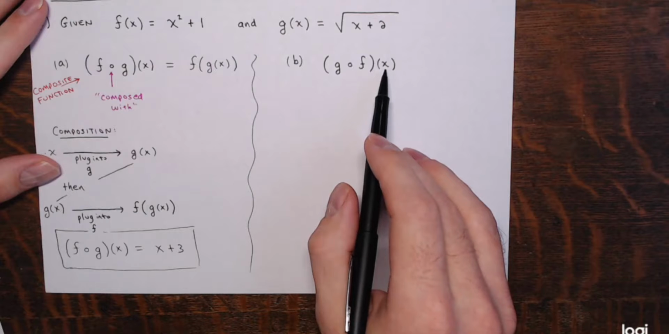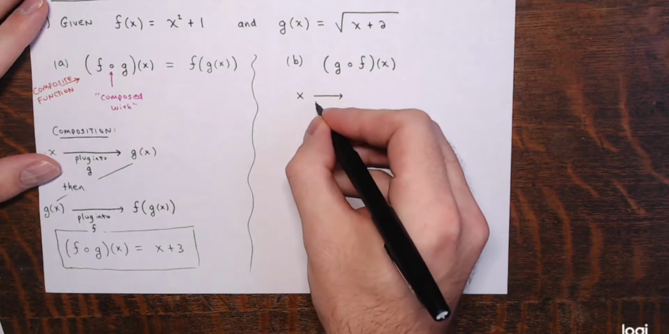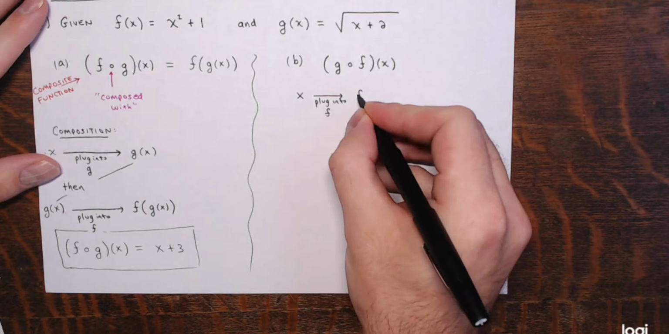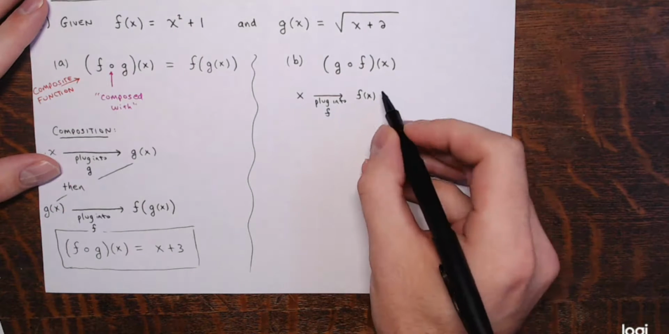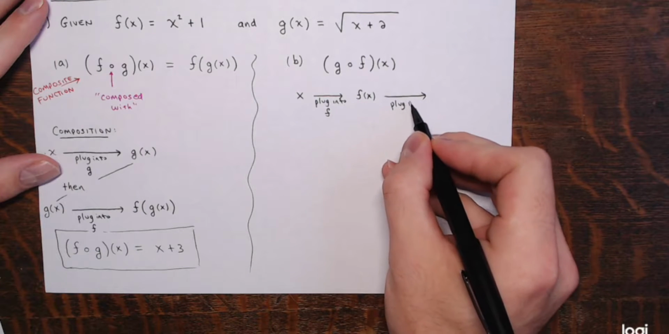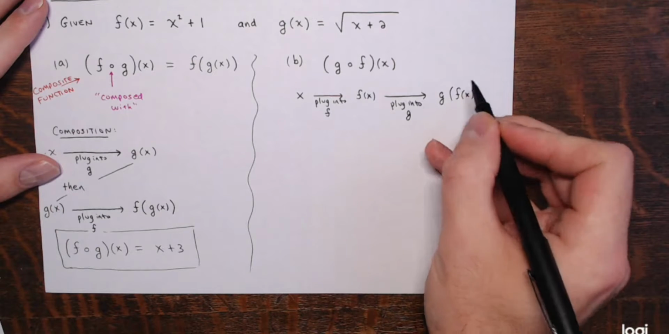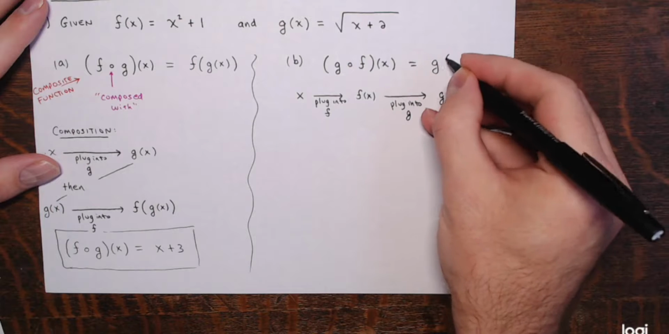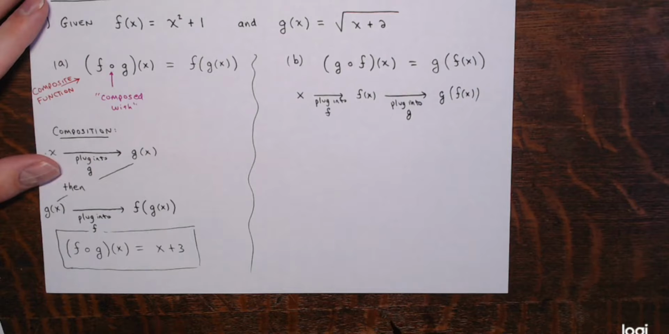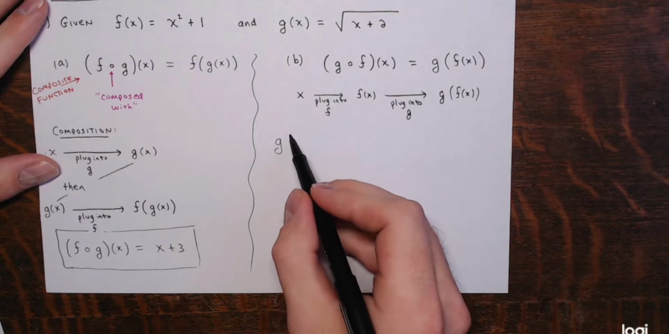So in this, my input x, I'd plug into f first. And that would give me f of x. And then I would take f of x and plug it into g to give me g of f of x. So another way to write this is g of f of x. Same thing. Okay, well, what is g of f of x?